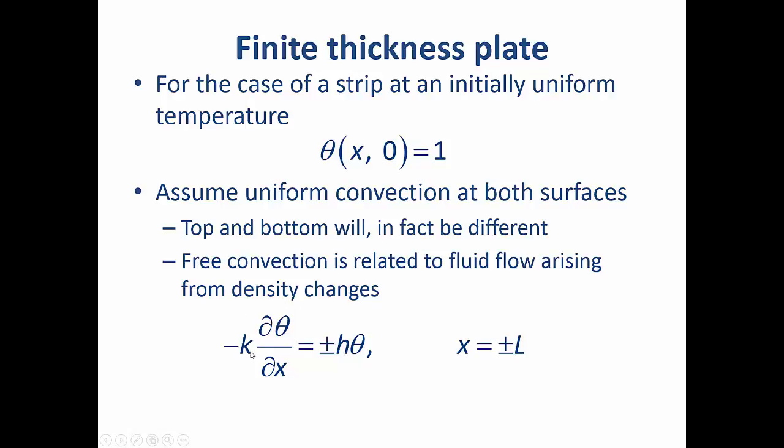Then the boundary condition under those circumstances will be that the heat flow out of the strip, given by Fourier's law, equals the convective loss, given by Newton's law of cooling. So we have minus k d theta by dx equals plus or minus h theta. Plus or minus just indicates that we're dealing with the top surface and the bottom surface, at x equals plus or minus L.